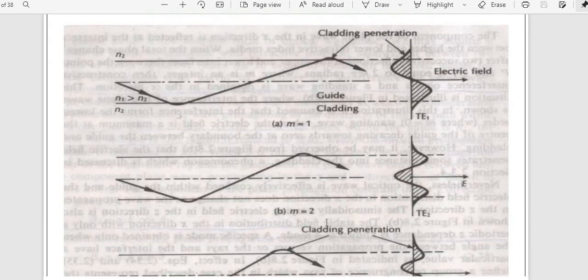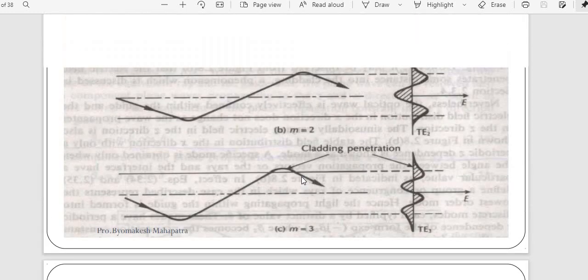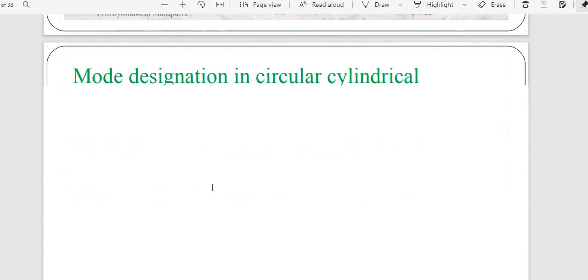See here, this is our TE1 mode, right? As you can see, there are two lobes which are penetrating. This is for m is equal to 2. There are 3 lobes, right? M is equal to 3. There are 1, 2, 3, 4 lobes. As the mode number m value is increasing, the number of lobes is also going to increase, and that together gives the distribution of that particular part.